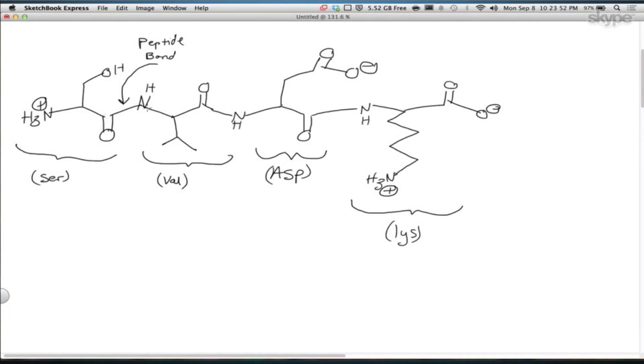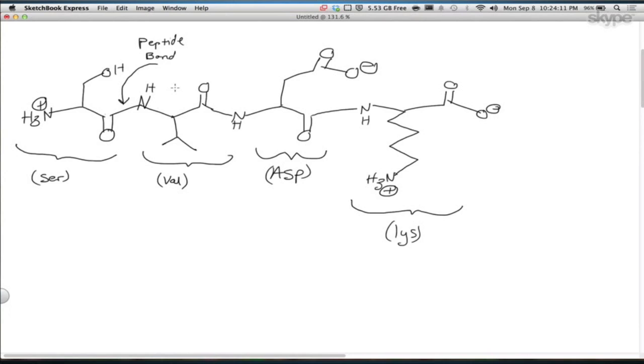The peptide bonds are between the carboxy carbon and the nitrogen. Nitrogen, alpha carbon, carboxy carbon, peptide bond. Nitrogen, alpha carbon, carboxy carbon, peptide bond is the pattern.